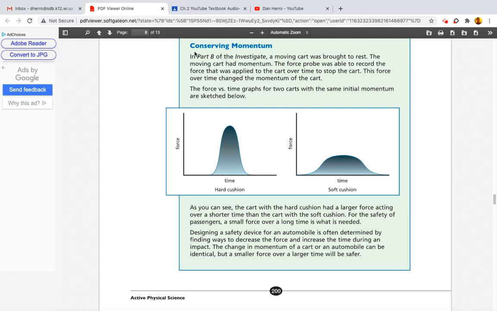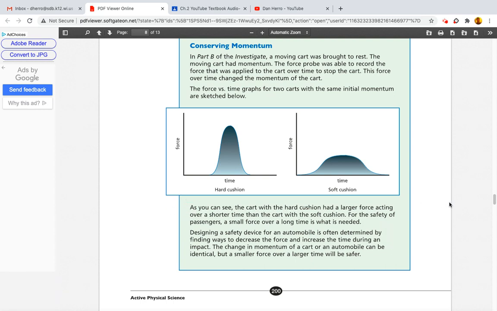Conserving momentum. In Part B of the Investigate, a moving cart was brought to rest. The moving cart had momentum. The force probe was able to record the force that was applied to the cart over time to stop the cart. This force over time changed the momentum of the cart. The force versus time graphs for two carts with the same initial momentum are sketched below.